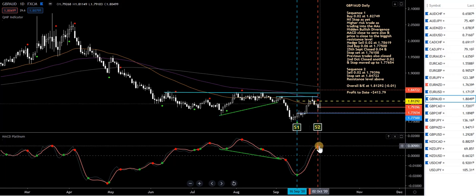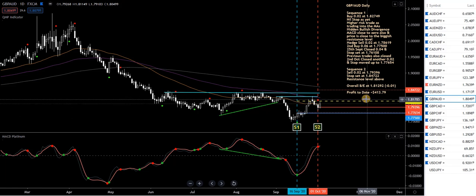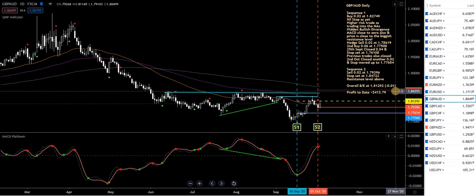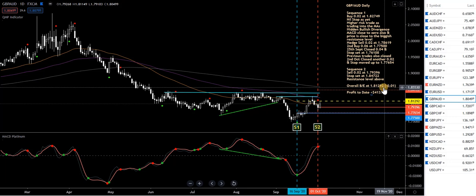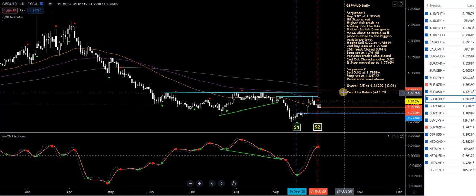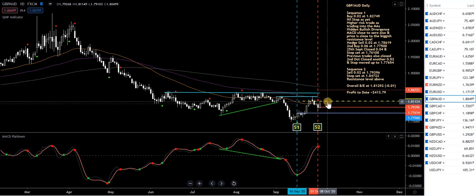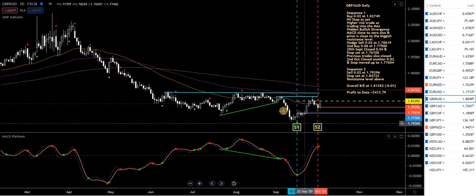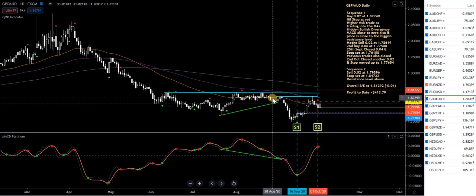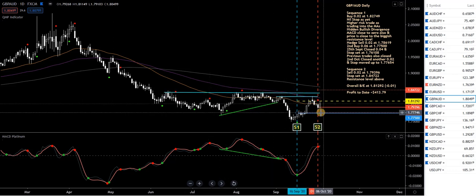The MACD Platinum is still above the 0 level. This yellow dash line is the overall break-even, and because it's net minus 0.01, as long as price remains below that yellow line, I'm in profit for both trades. There's a nice little double top or even a resistance level up here, so see how we go.